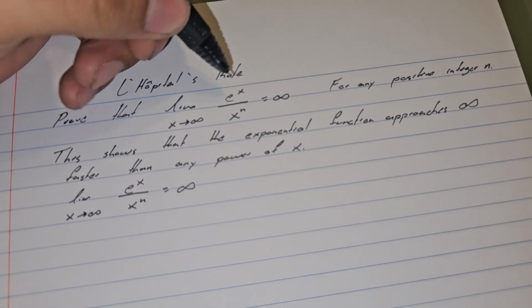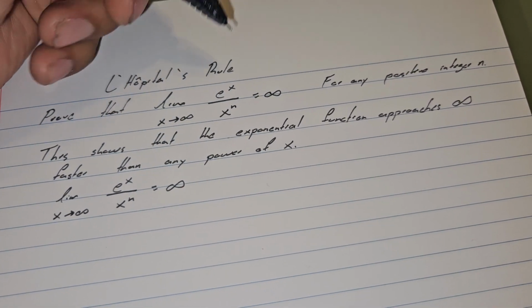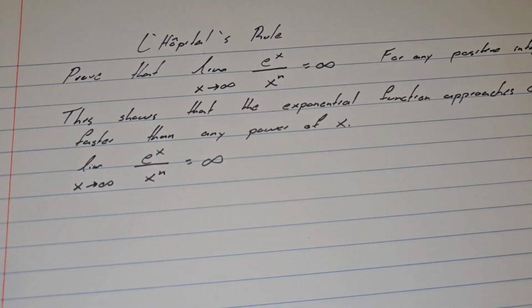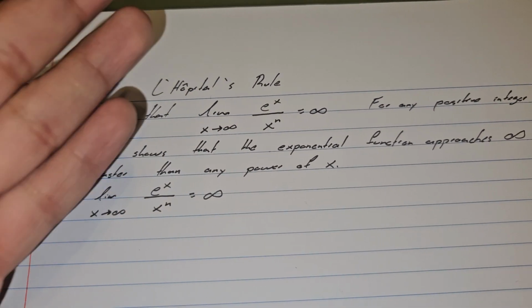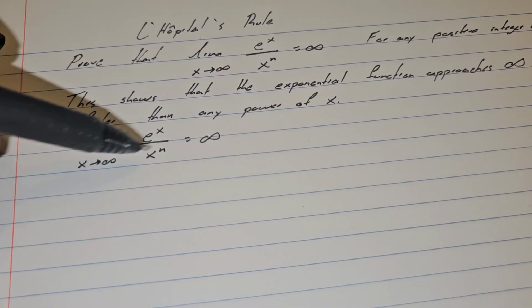So we want to show that this function goes to infinity so much faster than the denominator, x raised to the nth power. To do this, we're going to use L'Hopital's rule. So right here is the limit again: the limit as x approaches infinity of e raised to the x over x raised to the nth power is equal to infinity. First of all, we need to make sure we can even use L'Hopital's rule.